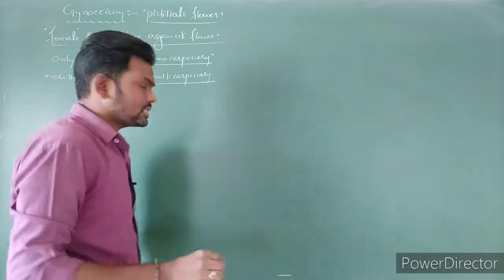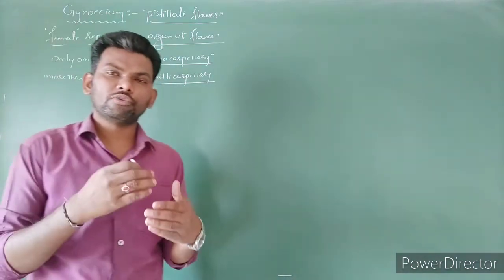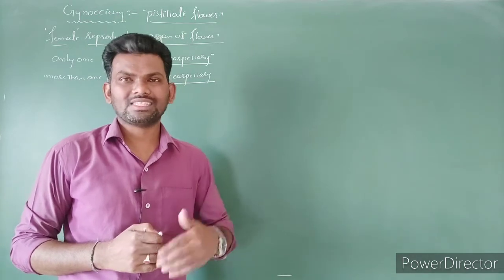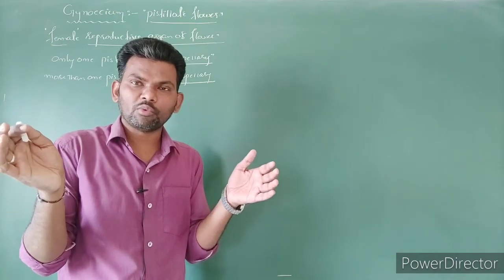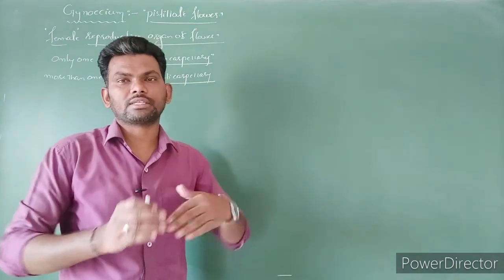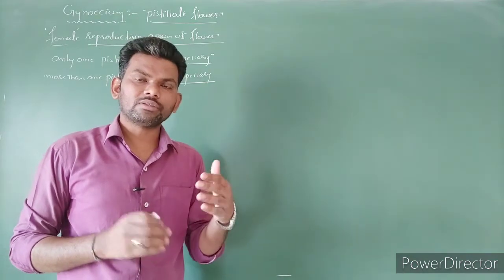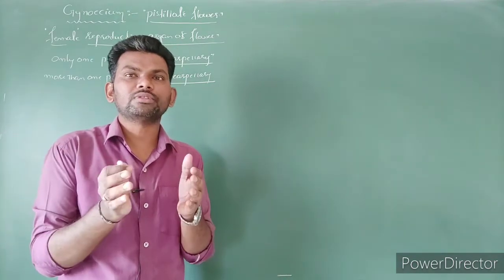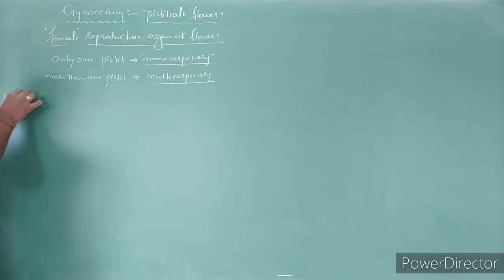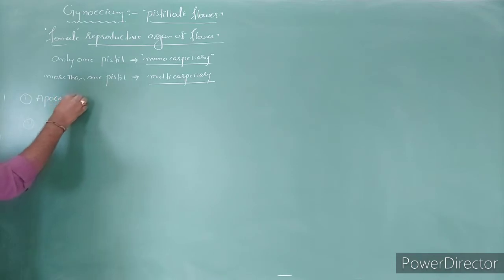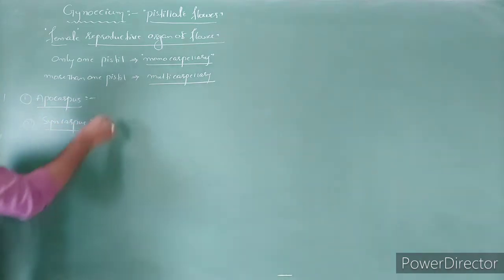ovary. This multicarpellary ovary again divides into two types, one is apocarpus, one is syncarpus. In apocarpus, the multicarpellary ovules are free, so such a condition we call apocarpus. In case of syncarpus, the multicarpels are fused, so such we call syncarpus. So based on fusion and free, it is divided into two types, apocarpus and syncarpus.